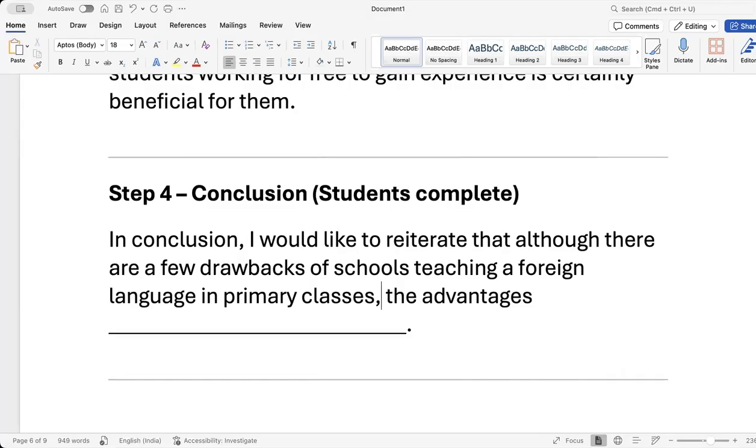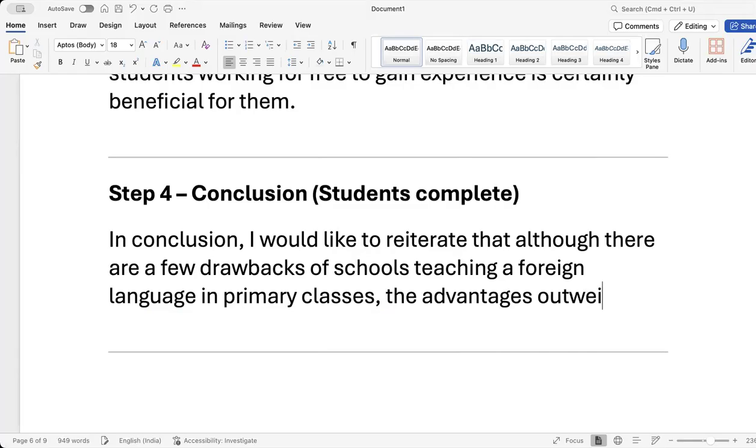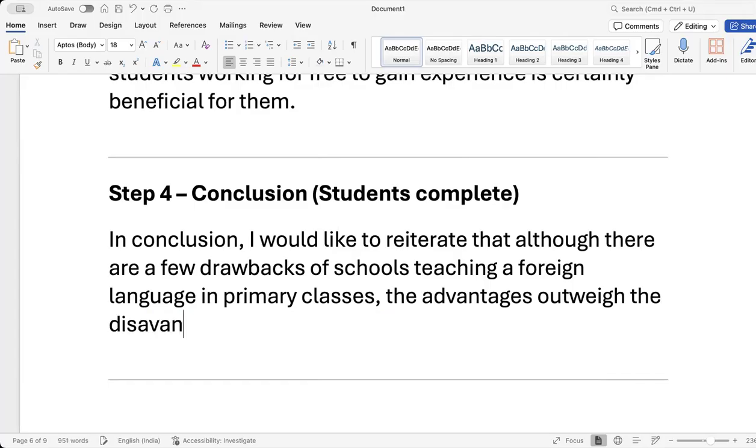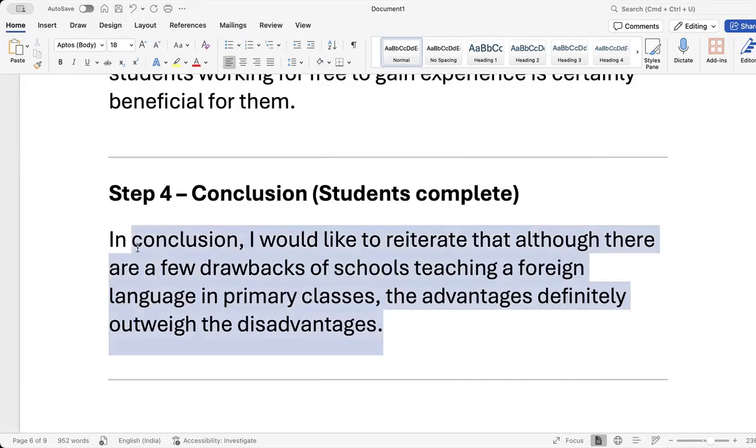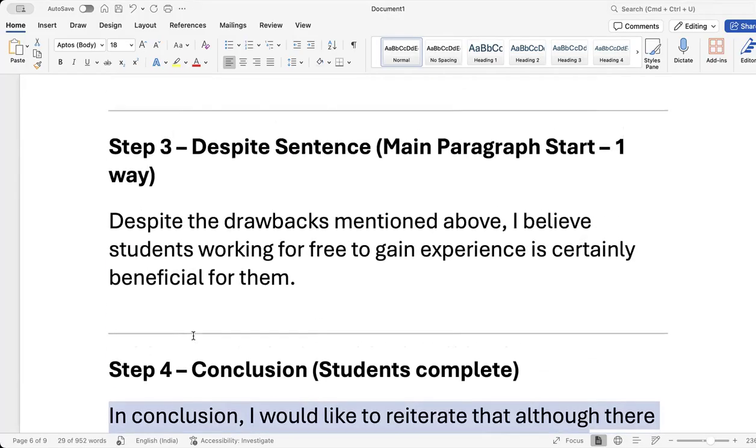Can I say that? Yes, sir. There are a few drawbacks of schools teaching a foreign language in primary classes. The advantages outweigh the disadvantages. Definitely, you can use the word definitely. Definitely outweigh the disadvantages. So this is the conclusion written. Does anyone have a problem here? Please let me know. No, sir. Good. So we are done with the introduction.